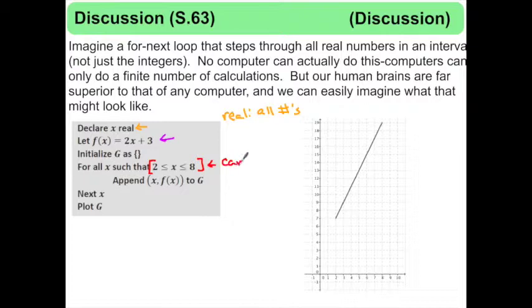Now, here's the point of this. You cannot list all these numbers. There's too many. So we have to have a better way to represent what's happening.